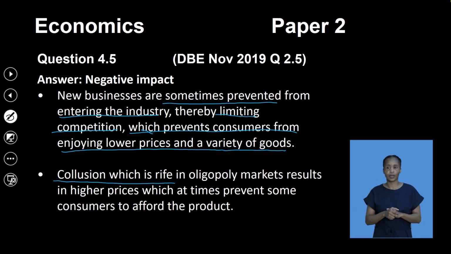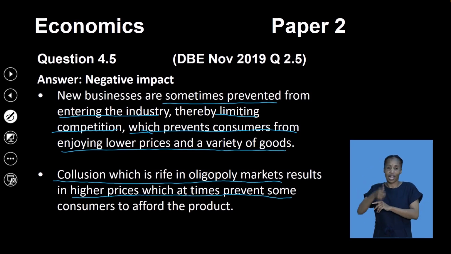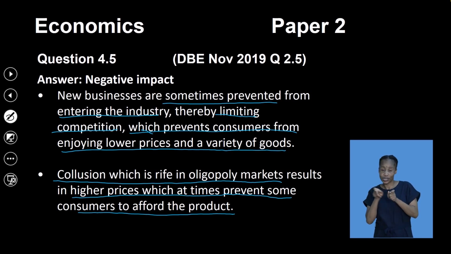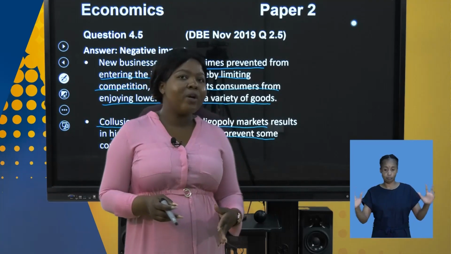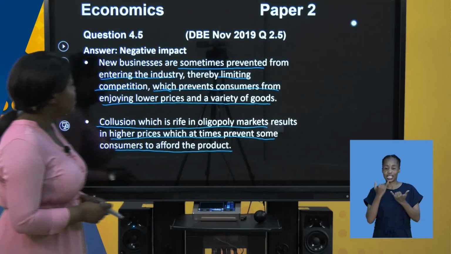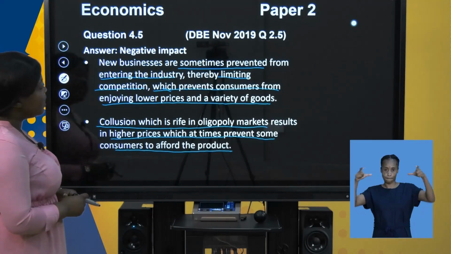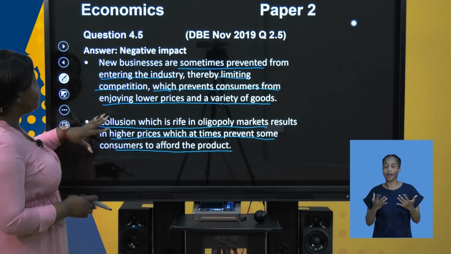Collusion, which is normally rife in oligopoly markets, results in higher prices, which at times prevents some consumers from affording the product. So when we speak of collusion, this is when two or more of the businesses come together, they limit quantity, and they increase the price. Again, they are taking advantage of consumers, like I've already said.